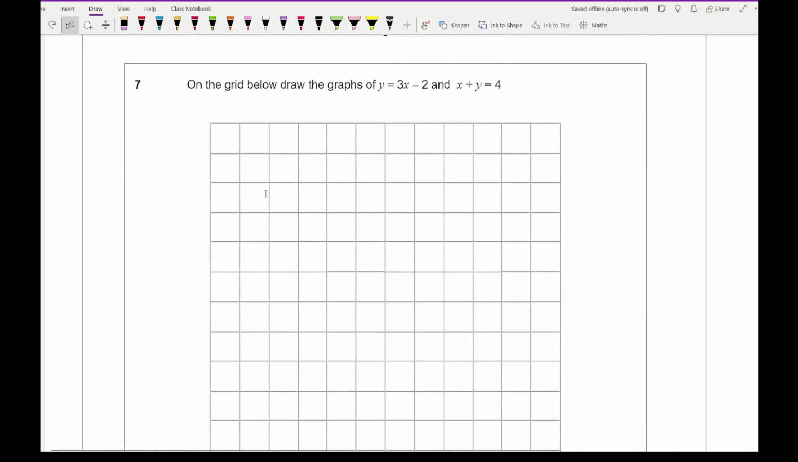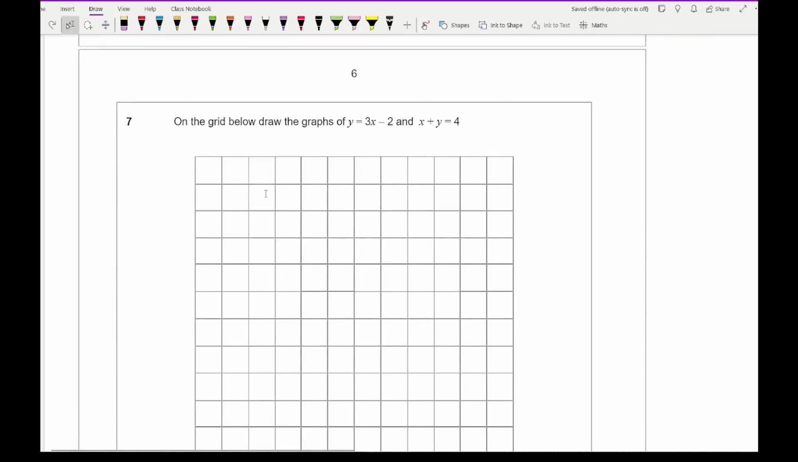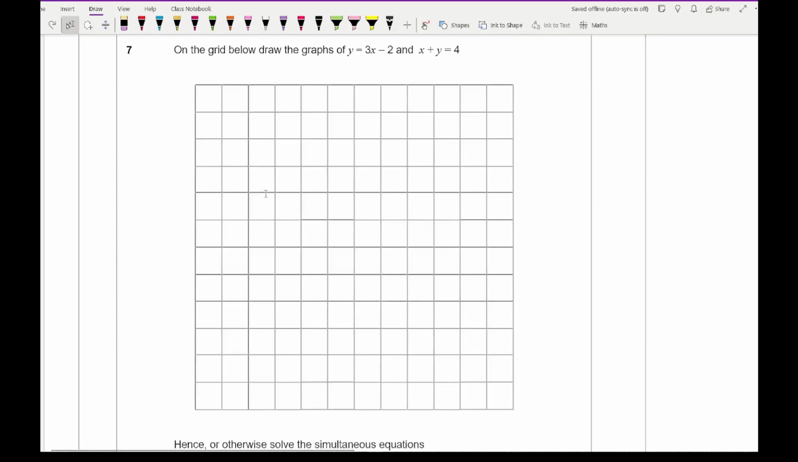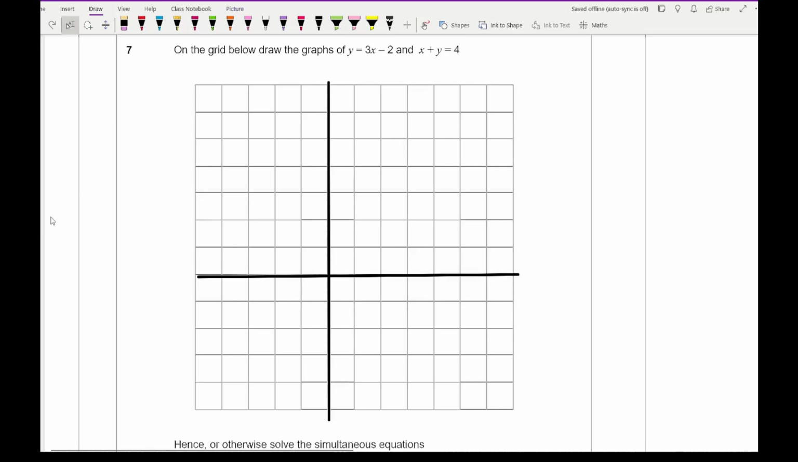Then moving on to question 7, it says on the grid below, draw the graphs of y = 3x − 2 and x + y = 4. And then it says hence or otherwise solve the simultaneous equation. So for this, what I need to do is draw a set of axes. So let me just quickly do that now. And there we go. So all that's left for me to do is then just label it.